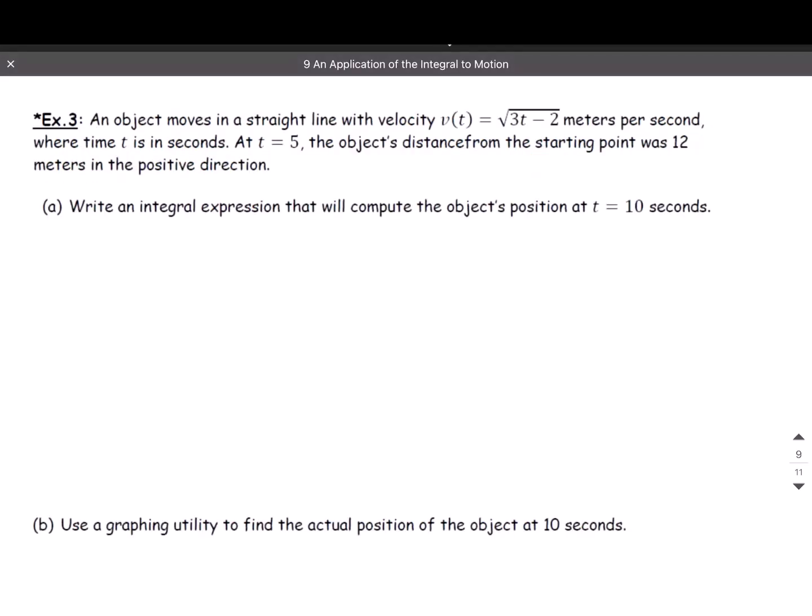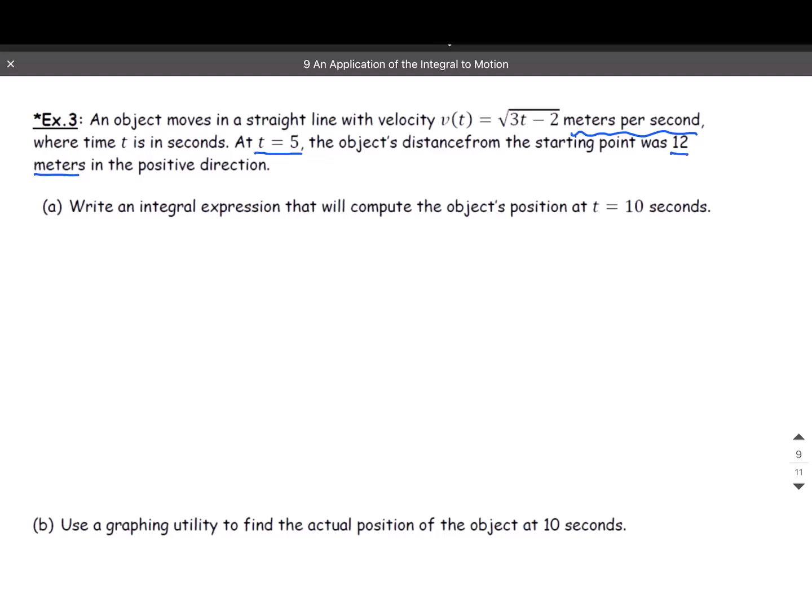Okay, so now we have a problem. It's a calculator problem, and here we go. It's also an analytic problem. So we have the function itself. An object moves in a straight line with velocity v of t equals the square root of 3t minus 2 meters per second, where t is time in seconds. At t equals 5, the object's distance from the starting point was 12 meters.